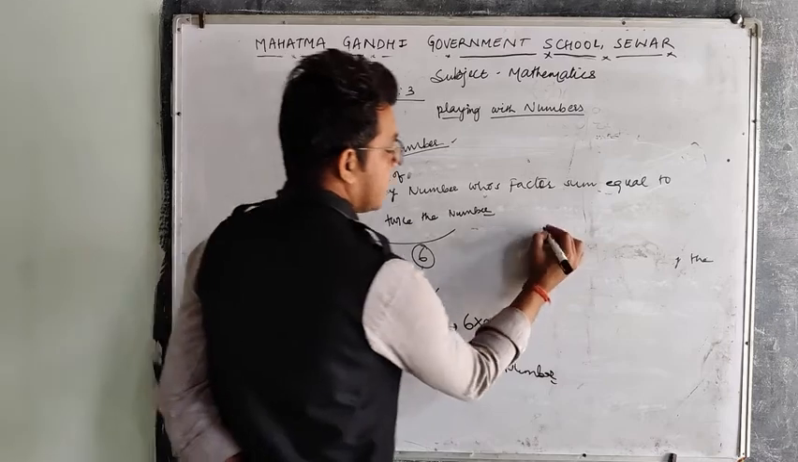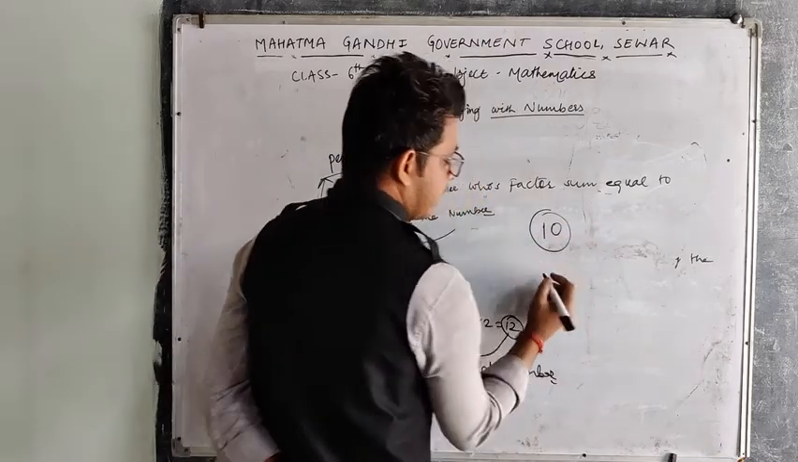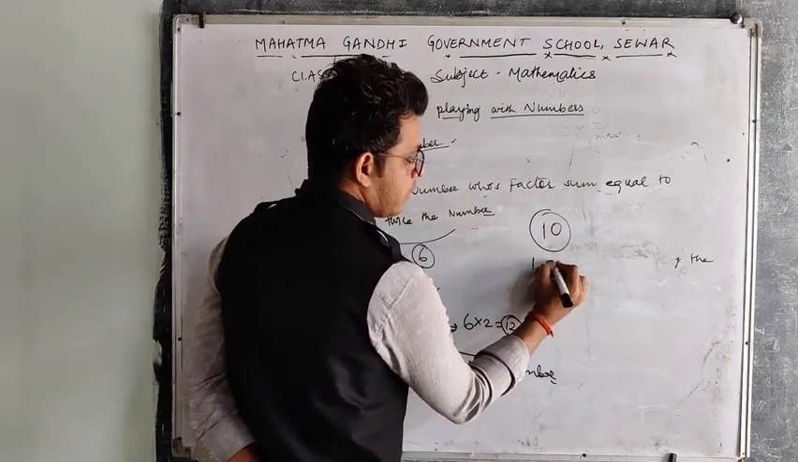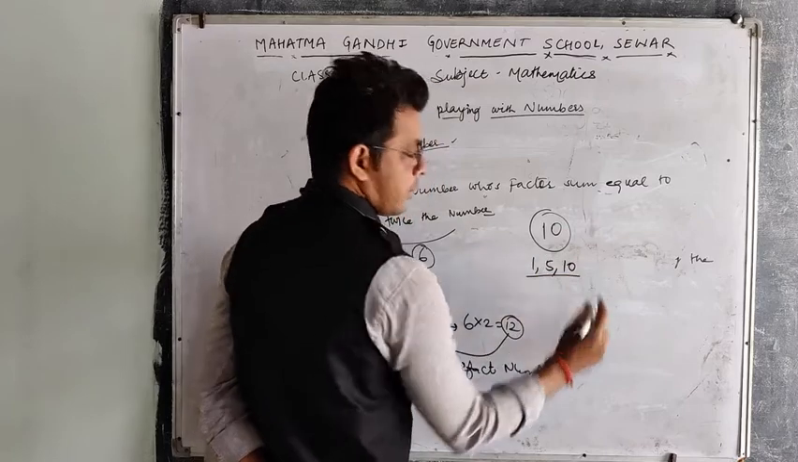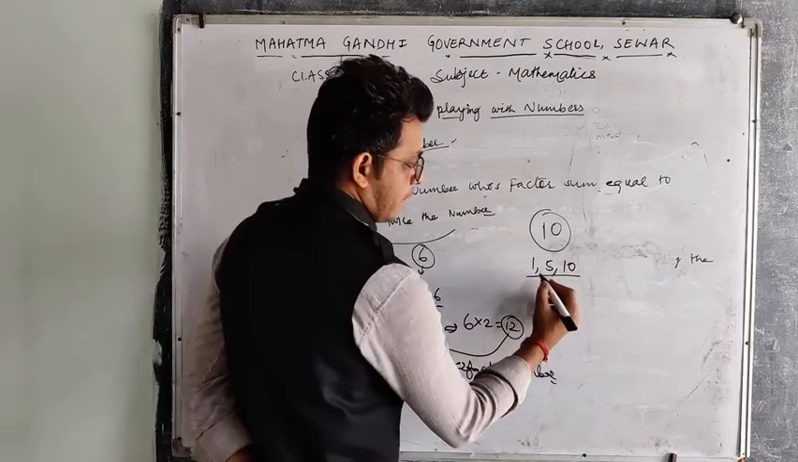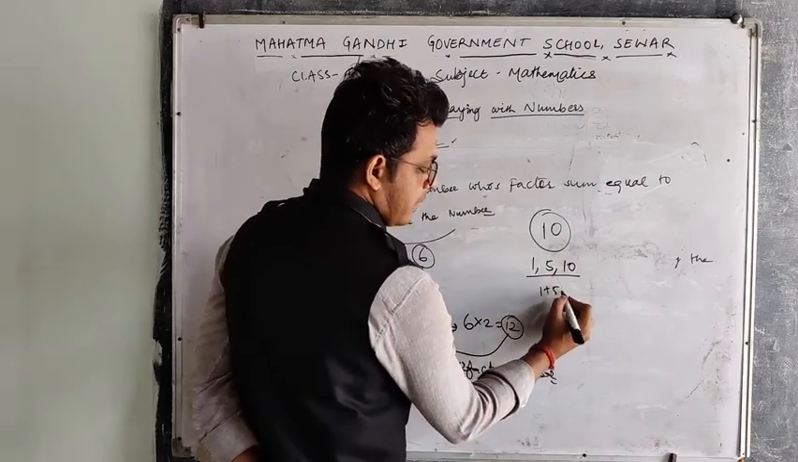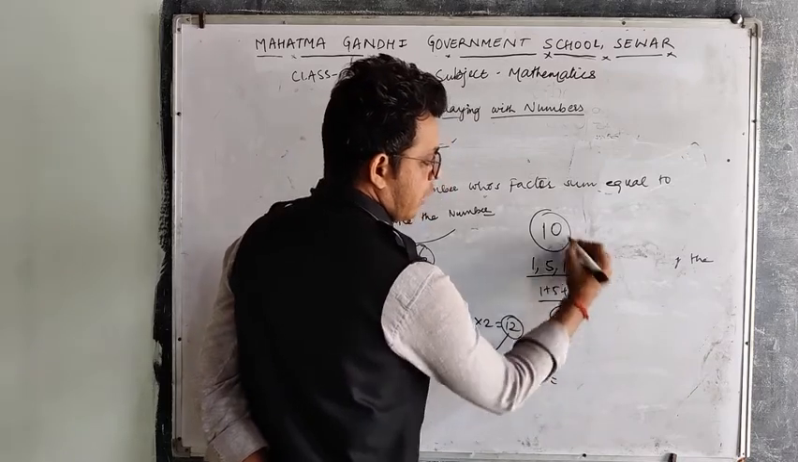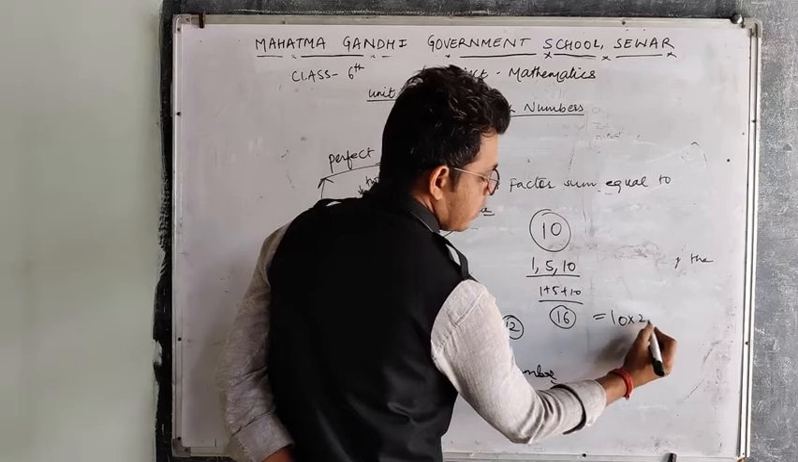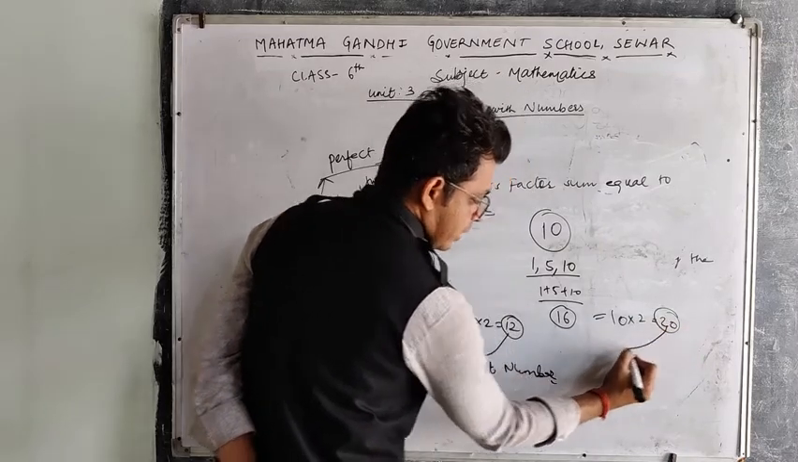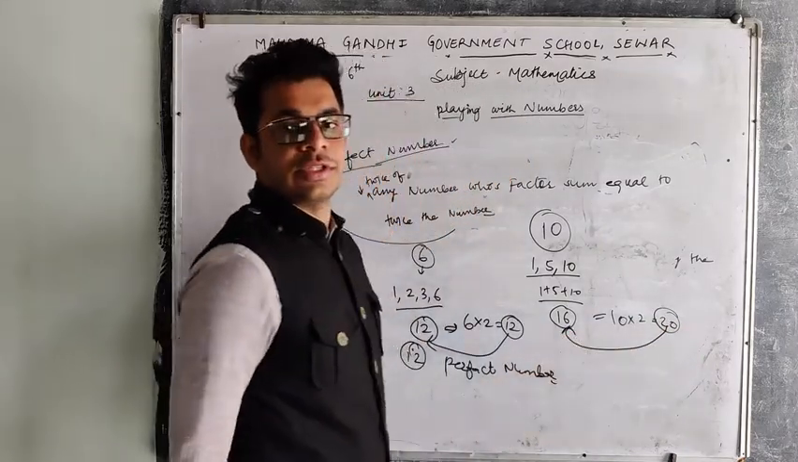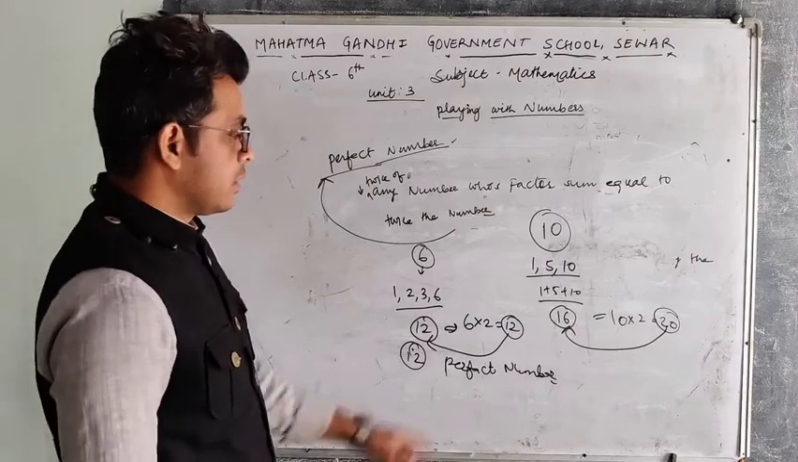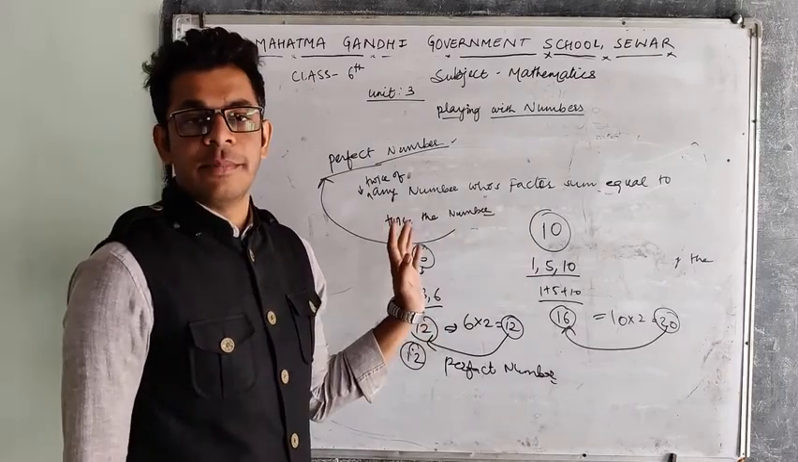Now we will test 10. What are the factors of 10? 1, 2, 5, 10. 1 plus 5 plus 10 gives 16. What is twice of 10? That is 20. So it is not equal to 16. It means 10 is not a perfect number.